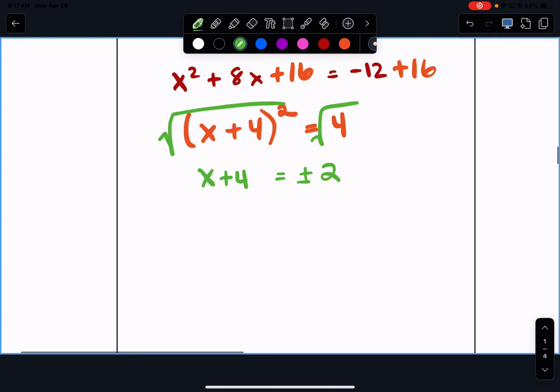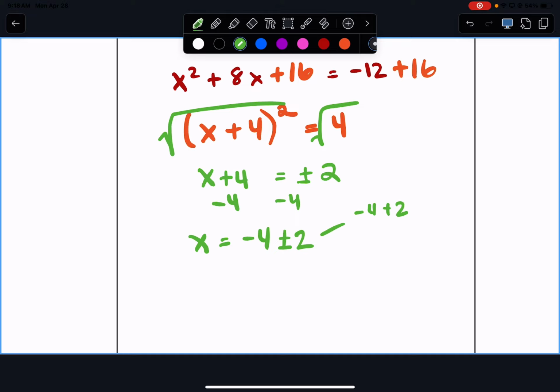Then we solve by subtracting 4 on both sides, and we get x is equal to negative 4 plus or minus 2. What is negative 4 plus 2? What is negative 4 minus 2? Negative 6. So our solution is negative 6, comma, negative 2. Yes, ma'am.